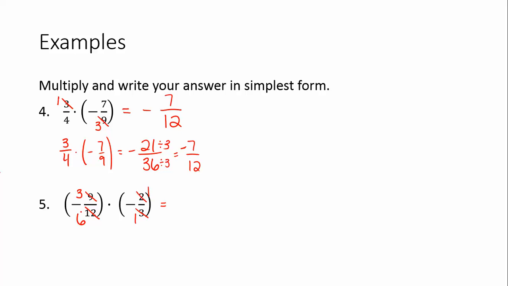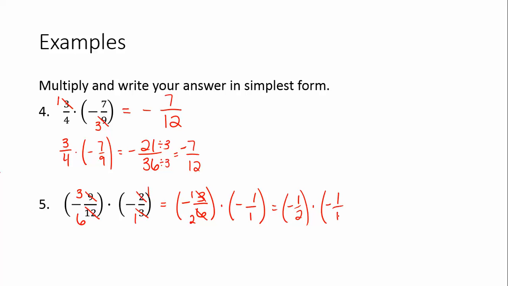If I rewrite what I have here, we have a negative 3/6 times a negative 1/1. Now you also may notice that 3/6 does reduce. 3/6 is a half. Remember, whenever the top number is half of the bottom number, that fraction will reduce to a half. So now I have negative 1/2 times negative 1/1.